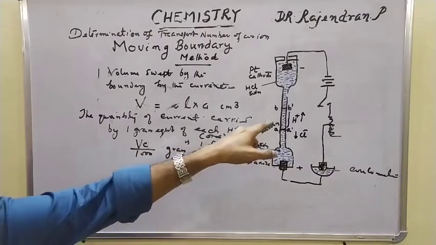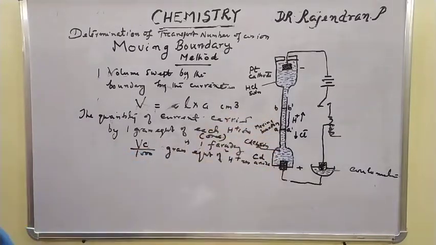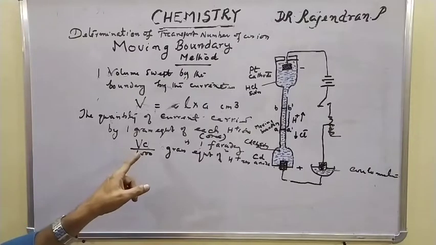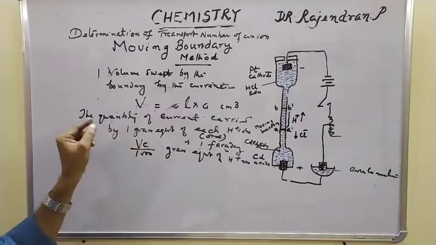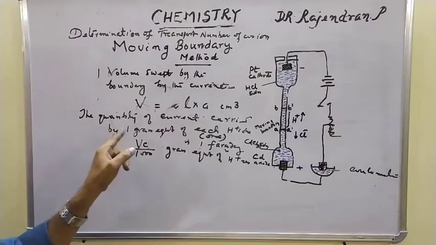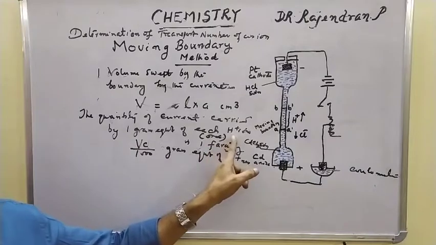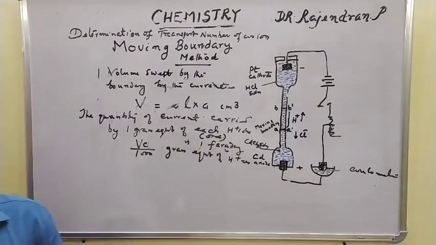Suppose C is the concentration, the normality, of the hydrochloric acid. Then you have to remember, according to the definition, 1 gram equivalent of H plus ion carries 1 Faraday of electricity.